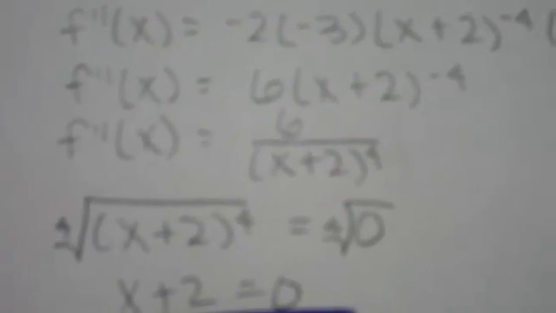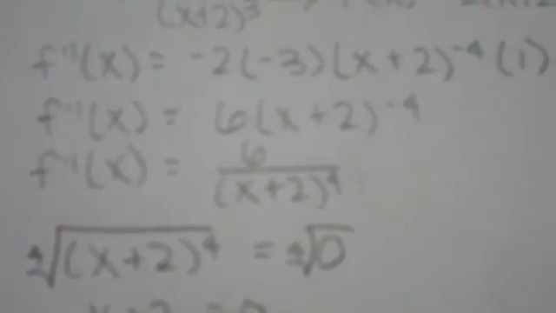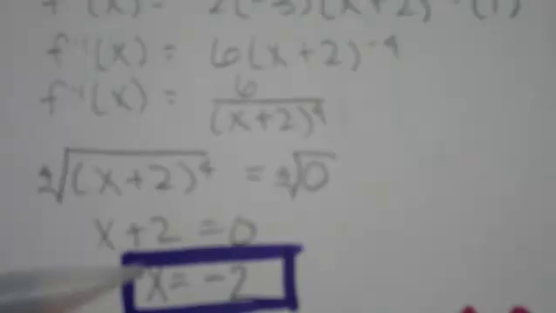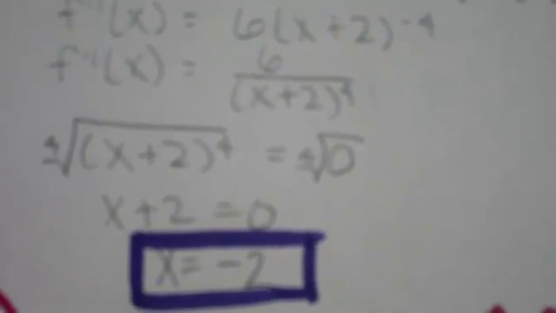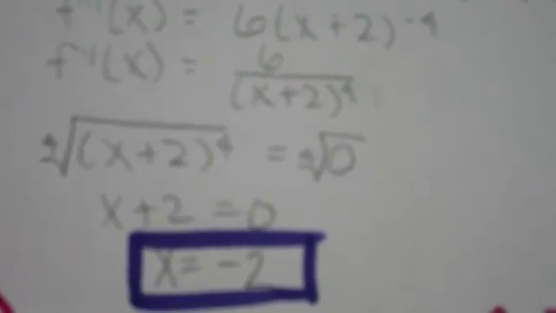The next step to find our inflection point is to set the bottom of this equation equal to 0 because once again the top will never equal 0. So we will take the fourth root of both sides of the equation to get rid of the 4 here. We will end up with x plus 2 equals 0. Subtract 2 from both sides, and you will see that our inflection point once again is at negative 2.